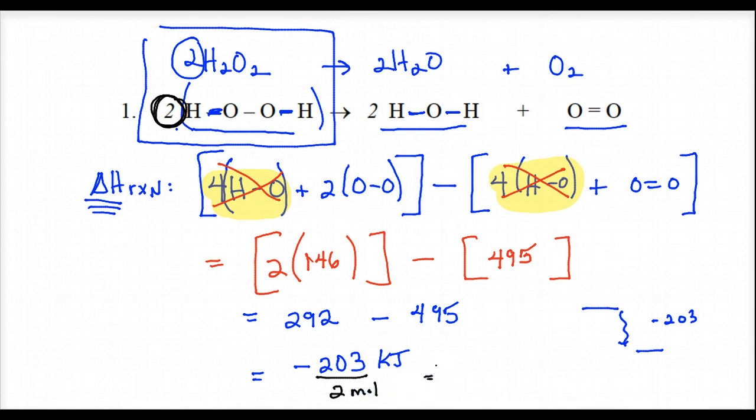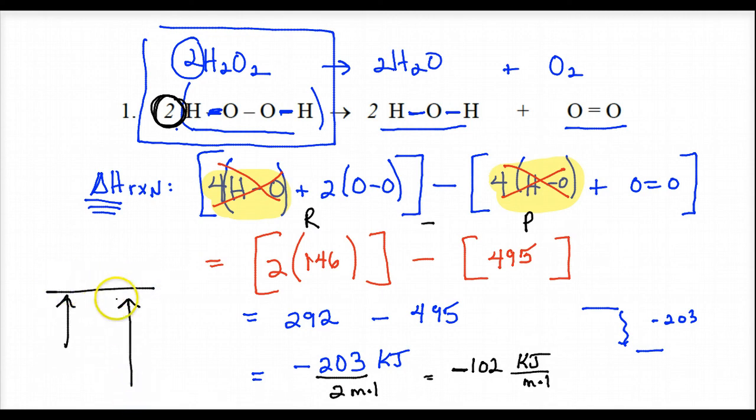And when we do that, 203 divided by 2 gives us 101.5, or we'll round up to 102, and that's negative 102 kilojoules per mole of reactant. Normally they define it by the reactant, and you're going to get a negative sign. But the bottom line, it was reactant bond energy minus the product because of what we learned in terms of these arrows going up, changing the signs.